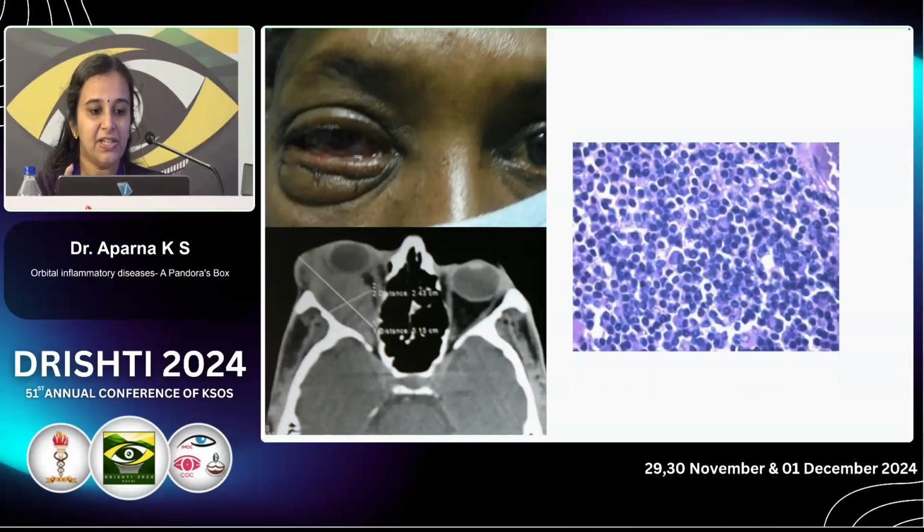So this elderly gentleman presented with features of inflammation, and without imaging, somebody had started steroids, but on imaging there was a huge mass crossing the midline, so we did a biopsy. It was a non-Hodgkin's lymphoma, B cell type. So sometimes orbital inflammation can masquerade underlying neoplastic conditions also.